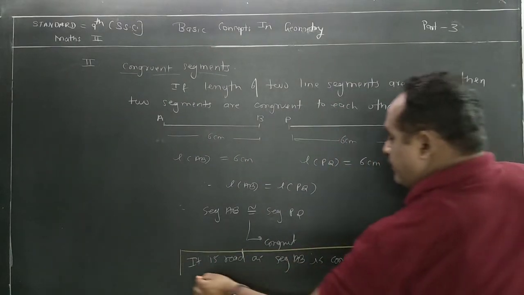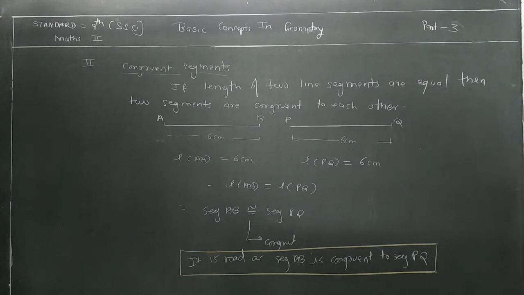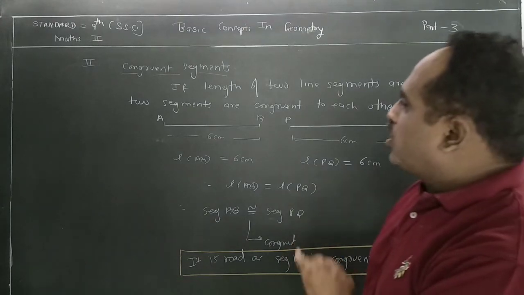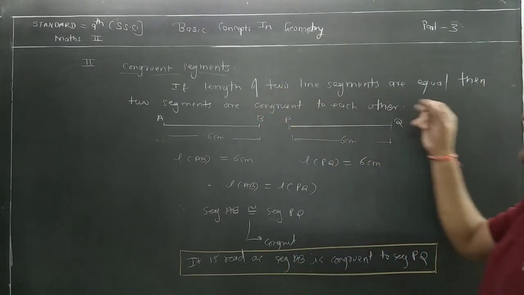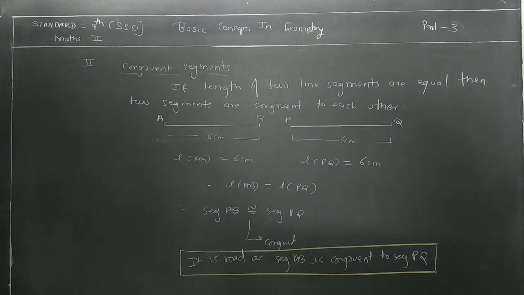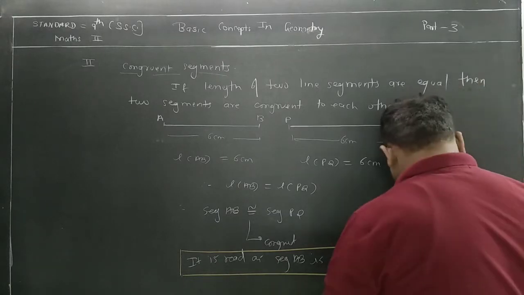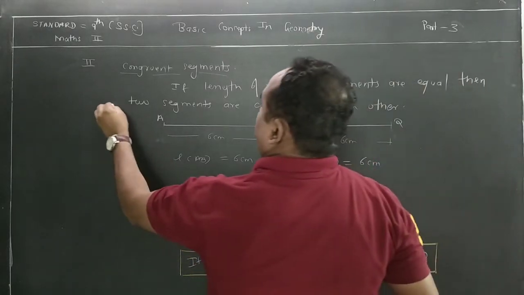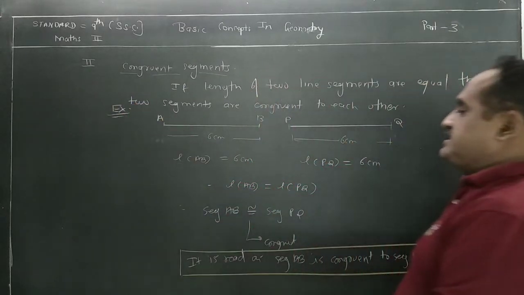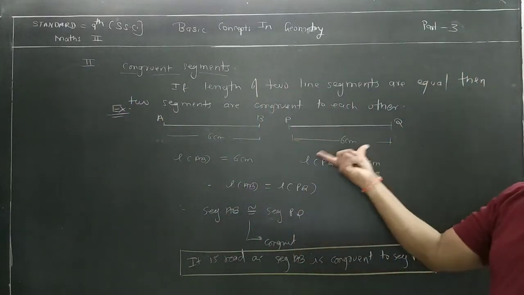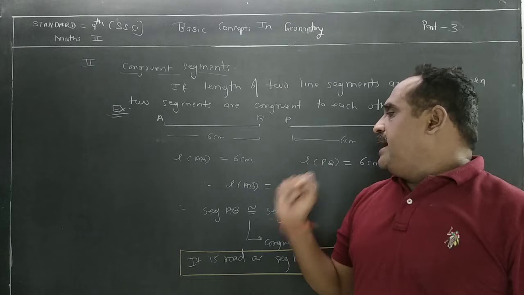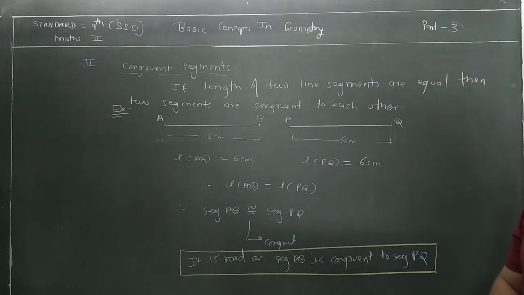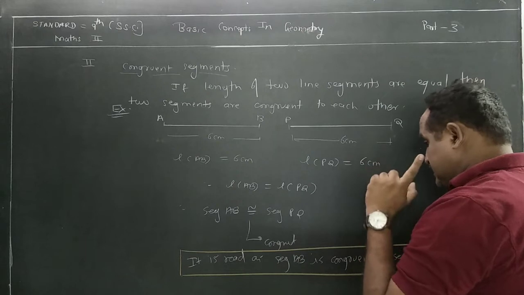Once again, I read it. Congruent segments are equal segments. If the length of two line segments are equal, then the two segments are called congruent to each other. I have taken an example: segment AB of 6 centimeter, segment PQ is also of 6 centimeter. The distance between the end points, length AB, is 6 centimeter, length PQ is 6 cm. So length AB is equal to length PQ.